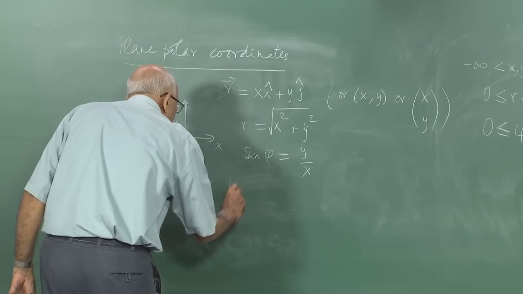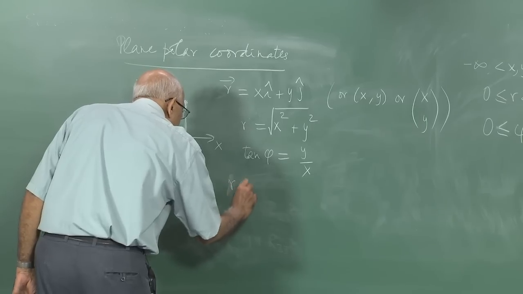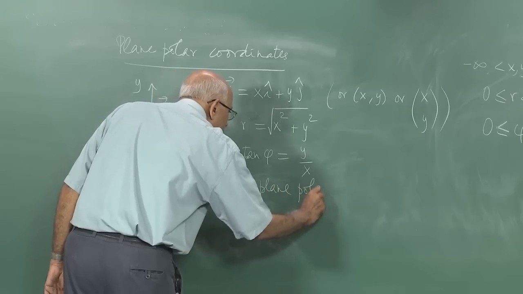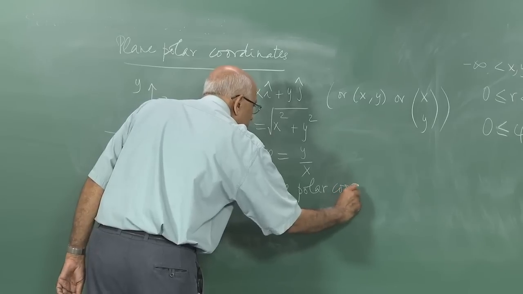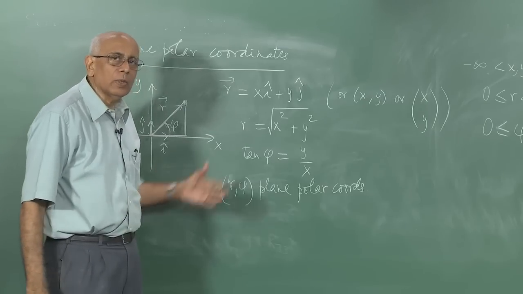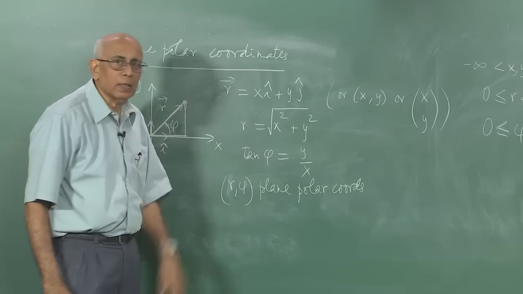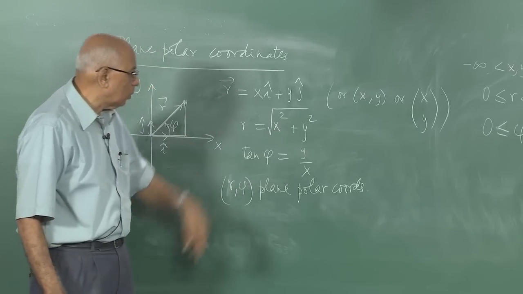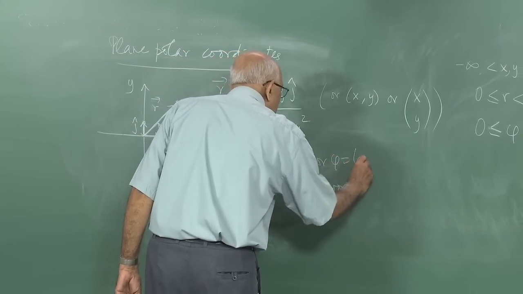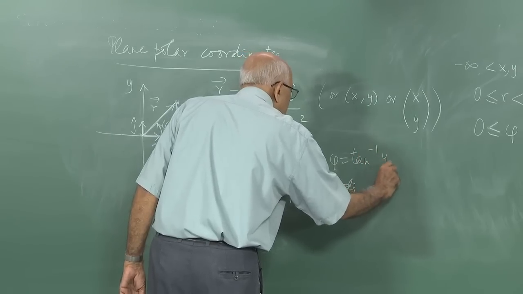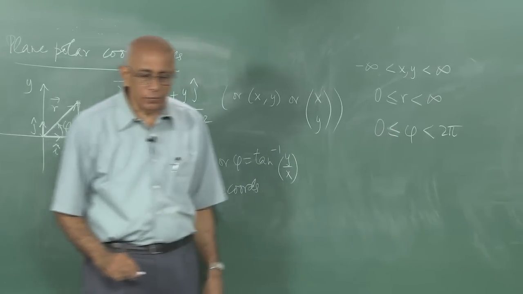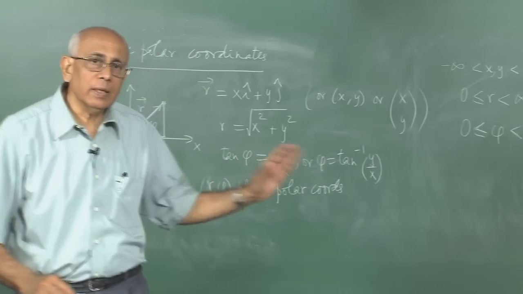So r and phi are called plane polar coordinates, and these are the forward transformation rules. You give me x and y and this is how I find r and phi. So phi is tan inverse of y over x in this range. So you choose that branch of tan inverse y over x which is in the range 0 to 2 pi.